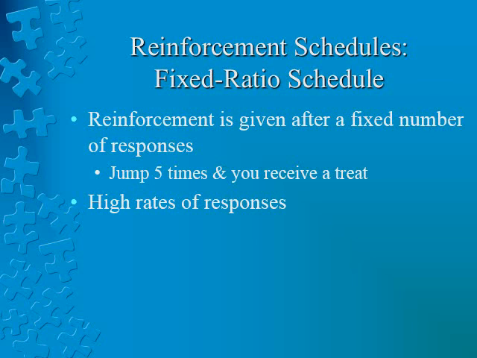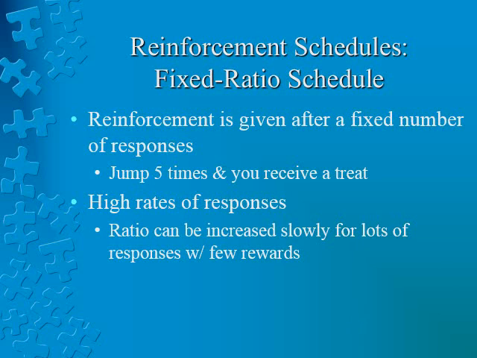Now, this is going to give you a very high rate of responding as a result of this, and you can actually increase the ratio slowly over time for a great deal of responses connected with very few actual rewards. What I mean by that is, I start out my dog jumping 5 times, and every 5th jump, my dog gets a treat. So I can, after some time, move that up to maybe every 7 jumps. And then after another long period of time, I slowly move that up to every 9 jumps, then every 10 jumps, and then every 11 after that, and I keep going until, I'd say, every 20 jumps gets my dog a treat.